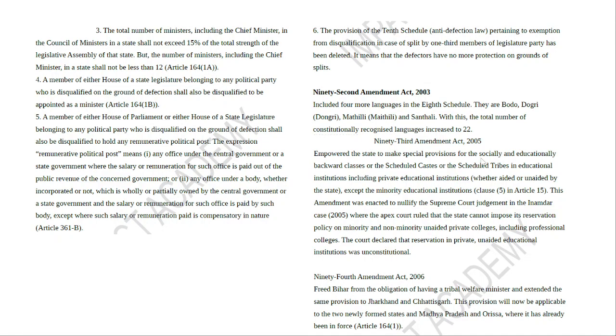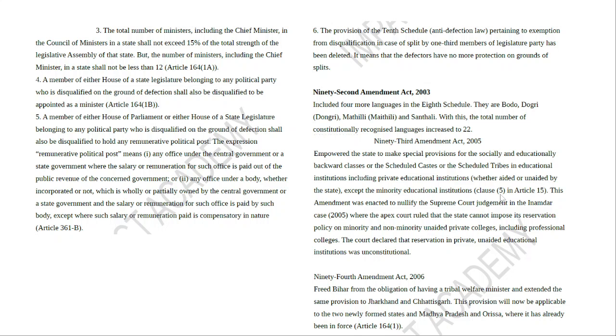It empowered the state to make special provisions for the socially and educationally backward classes, scheduled tribes, etc., except minority education, under clause of Article 15. This amendment was enacted to nullify the Supreme Court judgment in the Inamdar case, where the apex court ruled that the state cannot impose a reservation policy on minority and non-minority unaided private colleges, professional colleges, etc.